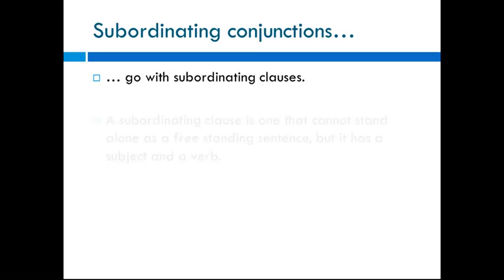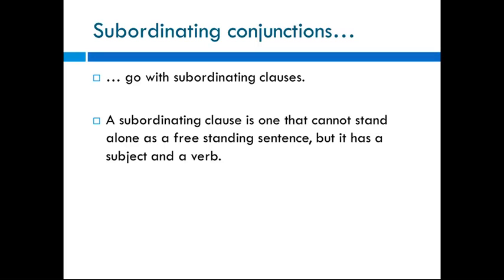They go with subordinating clauses. A subordinating clause is one that cannot stand alone as a freestanding sentence. It does have a subject and a verb, but it doesn't make a sentence. So for example, here's a subordinating clause: so that we could get ice cream. Now there is a subject and a verb there, we can get, but it's not a sentence. So that we can get ice cream. I mean, it's not a complete thought. That's a subordinating clause. You need a main clause with it. We left early so that we could get ice cream. Now there's a sentence. So subordinating conjunctions introduce subordinating clauses.